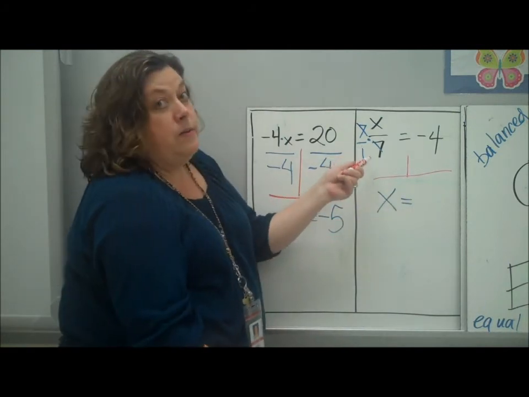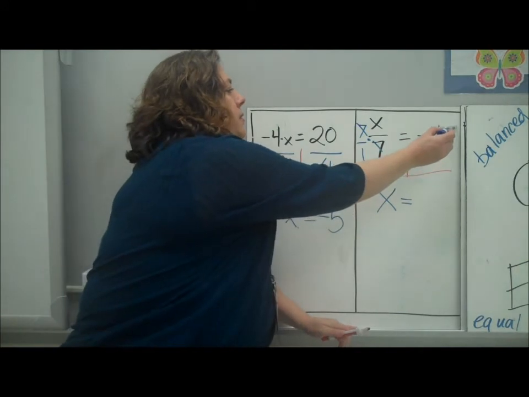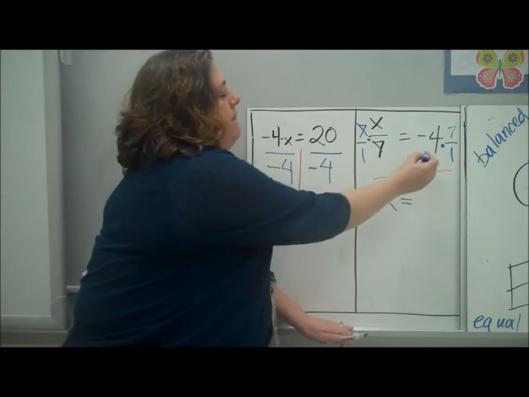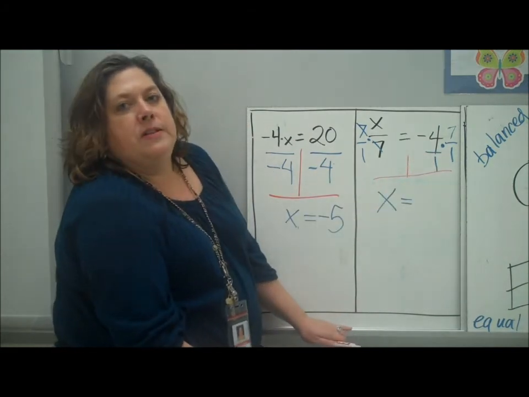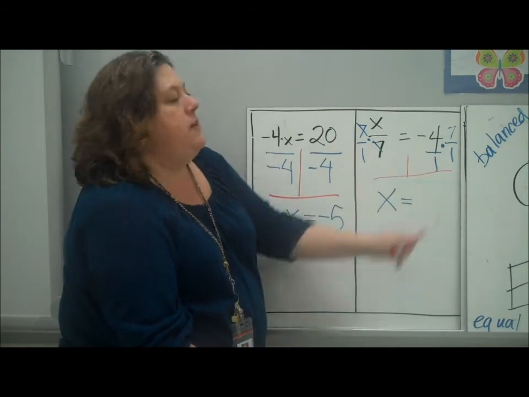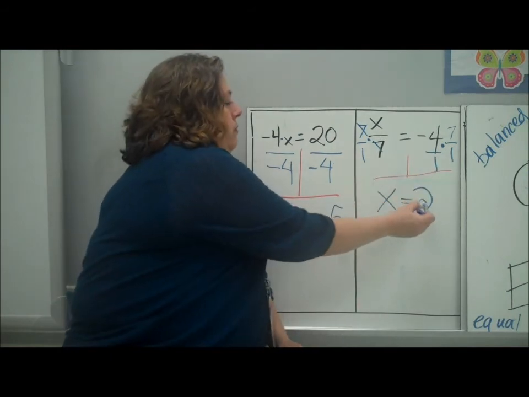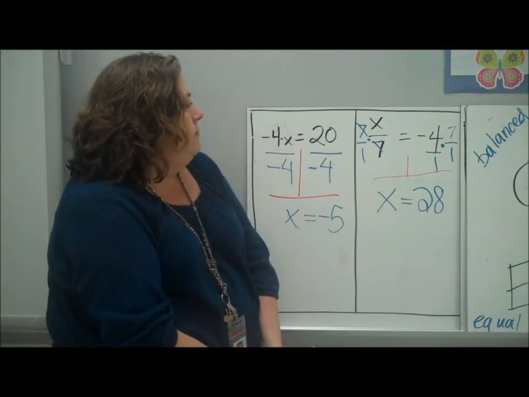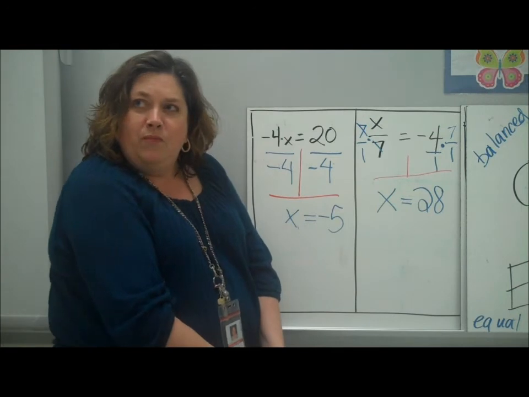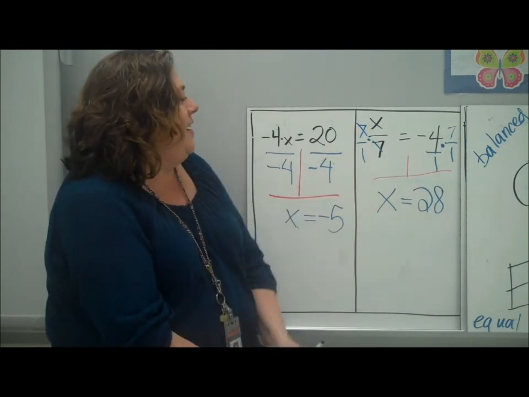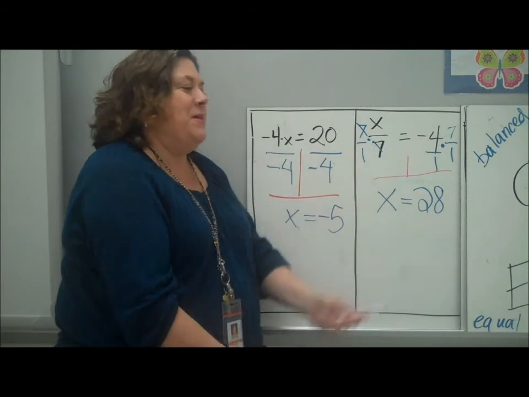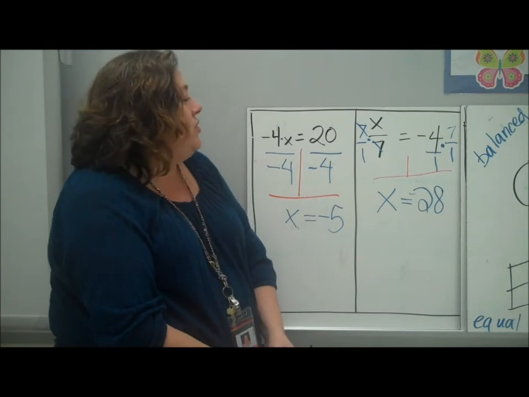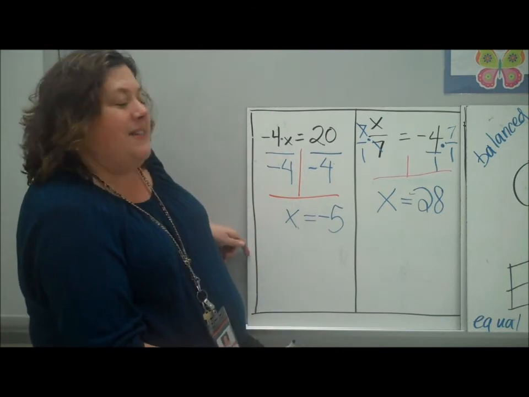However, anything I do to one side, I have to do to the other side. If I put that 4 over 1, looks a little similar. I work straight across. 4 times 7, 28. What? It's negative 4. It sure is a negative 4. Okay, negative times a positive is a negative. So negative 28. Thank you, Mr. Eden.